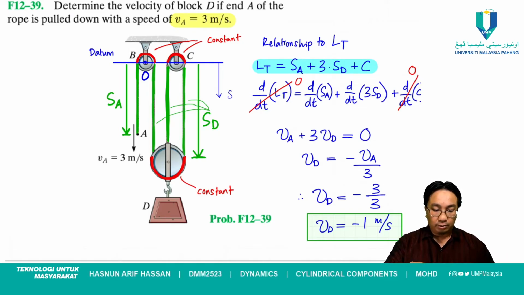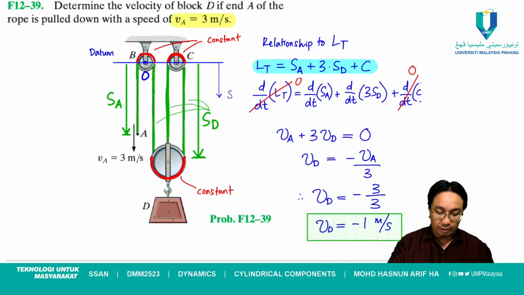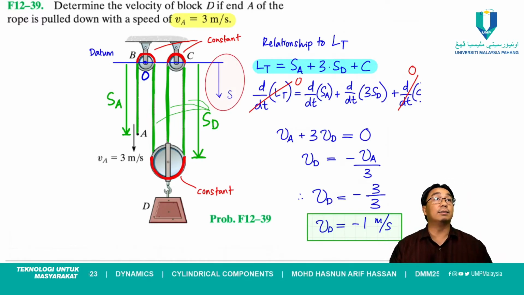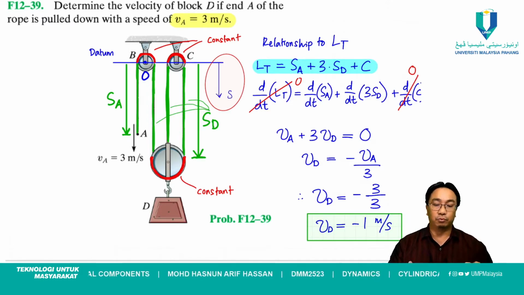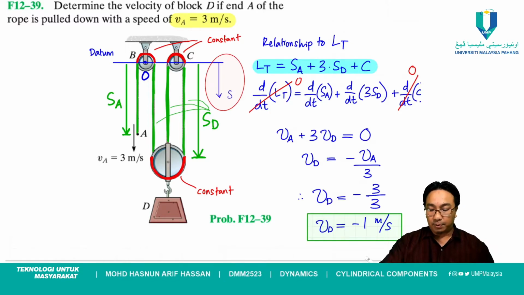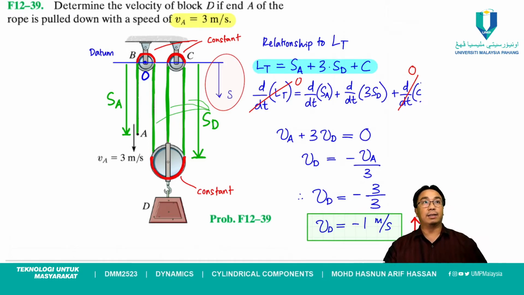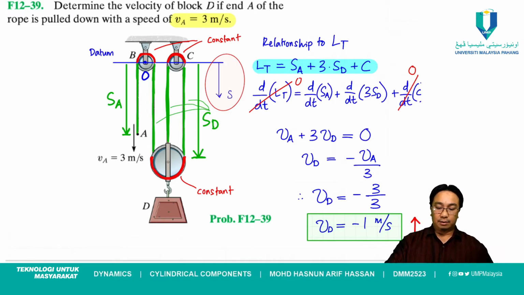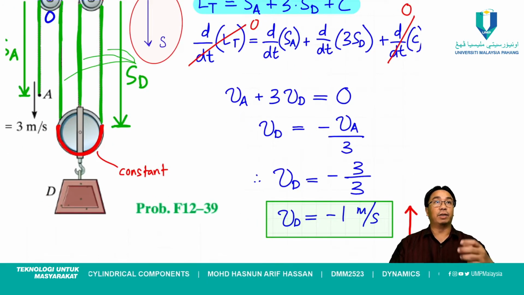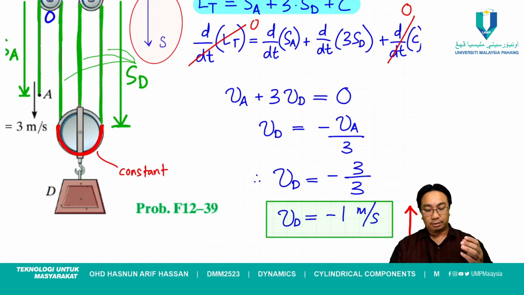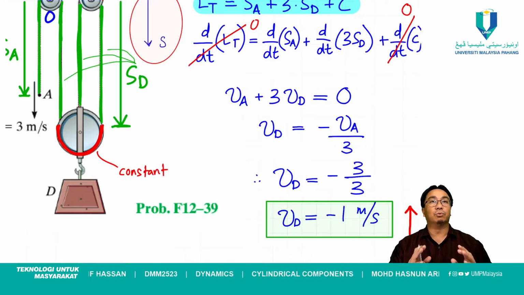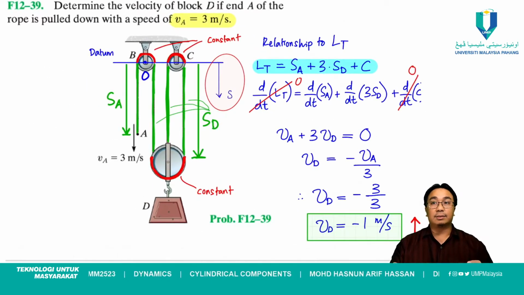And based on the coordinate system yang kita define di sini, okay, we define here the coordinate system, we know that VD minus means that it is moving up. So kalau you nak tambah kepada jawapan you can also draw an arrow to indicate that the thing is moving up lah. You just draw arrow pointing up, menunjukkan the object D ni is moving up based on the coordinate system yang kita dah tetapkan.